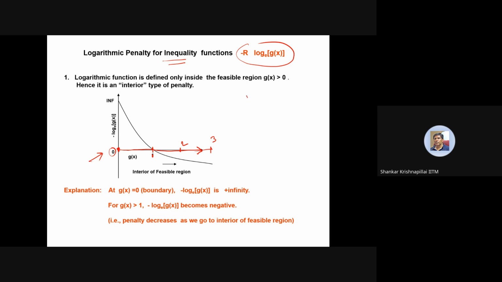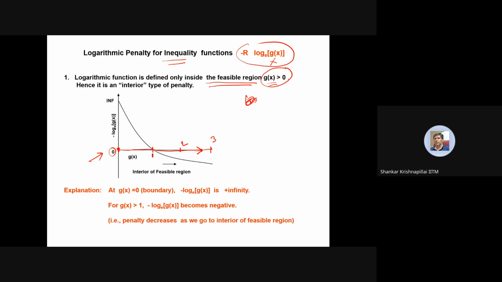Another important thing is that this penalty function is defined only in the interior of the feasible region. That is, g of x must be greater than 0. That is because you cannot have the log of a negative number. You can only have the log of positive numbers. So you can take the logarithm of only interior values of the feasible region. So g of x must have positive values.